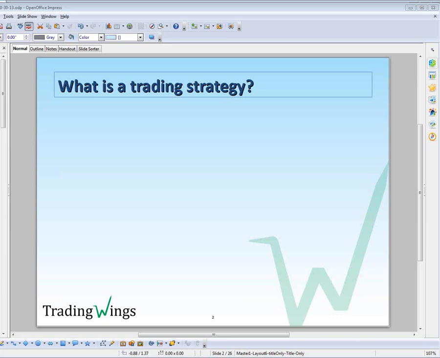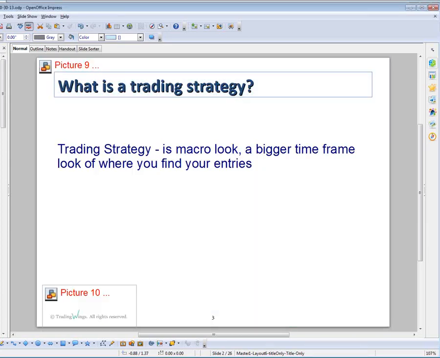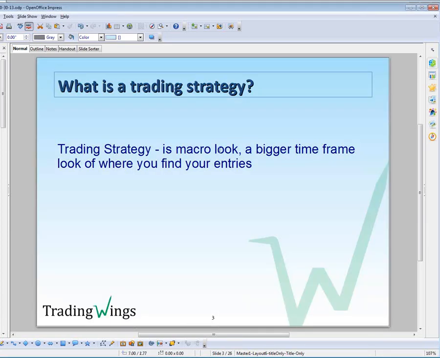What I would say is, and let's see what you guys think about this, I'd say a strategy is more of a macro look. It's a bigger time frame look of where you find your entries from. So it's not just an entry. An entry is different than a strategy. It's a bigger picture look. And as Bruce and Jeff said, it is a set of rules. There's a difference between the strategy and the entry. The entry is the entry. The strategy is more the bigger picture look.